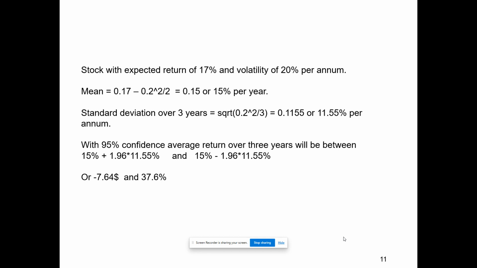So again, like in the earlier case with 95% confidence, you can say that the average return over 3 years can be between 15% plus 1.96 times 11.55 and 15% minus 1.96 times 11.55, or it could be minus 7.64%. Sorry, the dollar should be read as percent, and 37.6%.